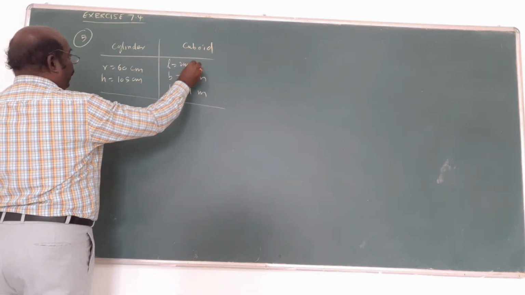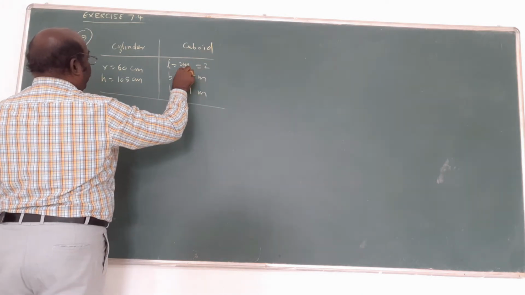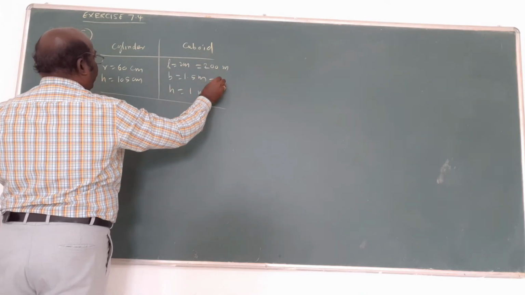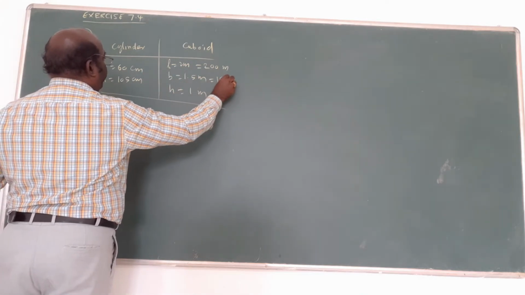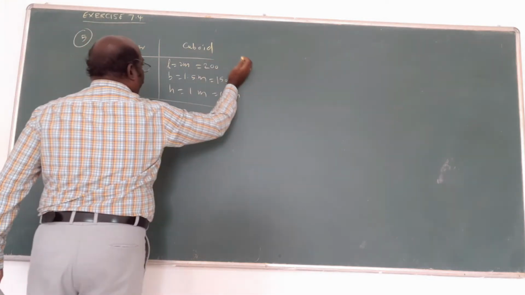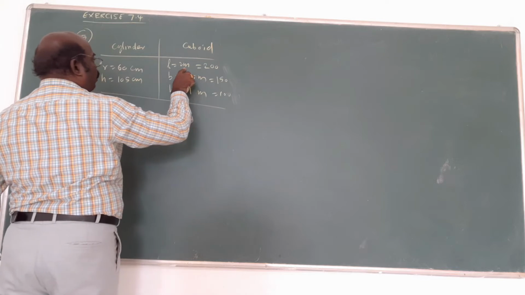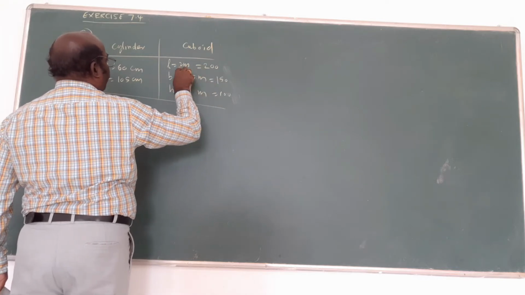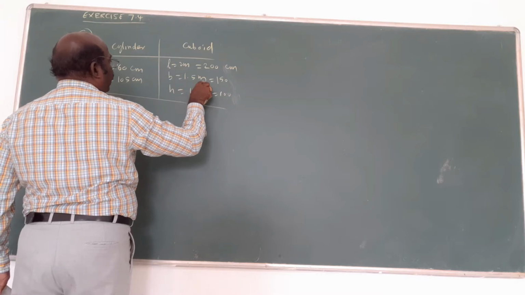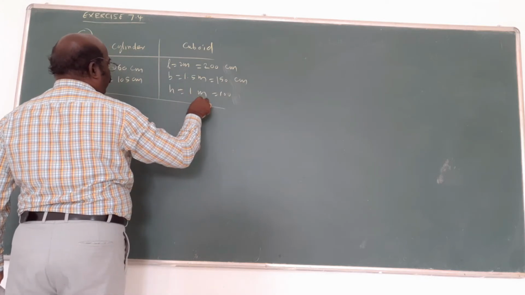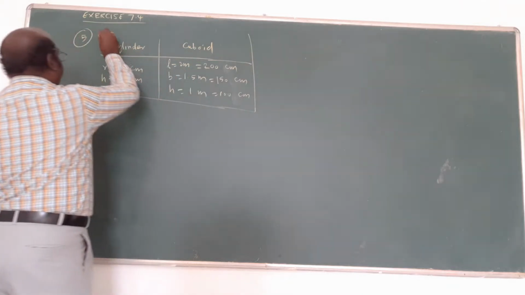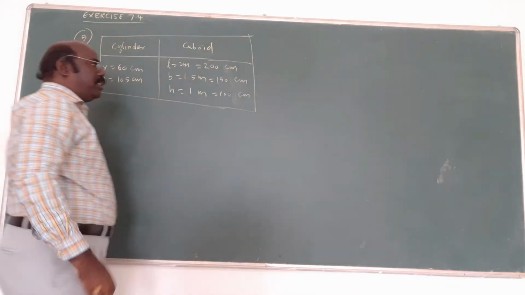Here the sump is given in meters, so we convert, since 1 meter is equal to 100 centimeters. 2 into 100 is 200 centimeters. 1.5 into 100 is 150 centimeters. 1 into 100 is 100 centimeters. This is what is given in the question.